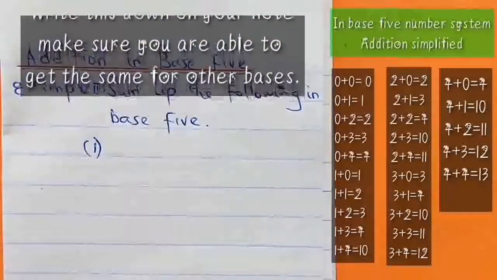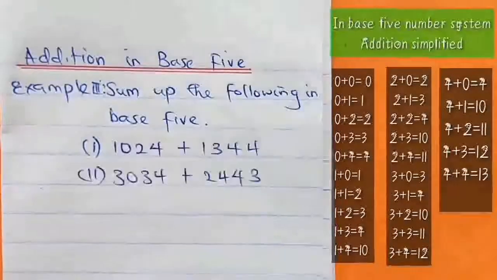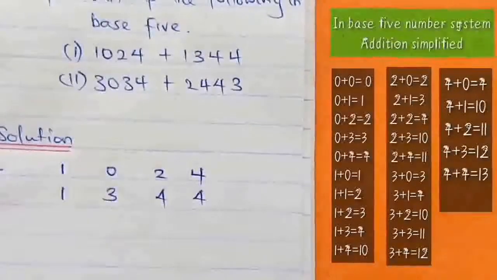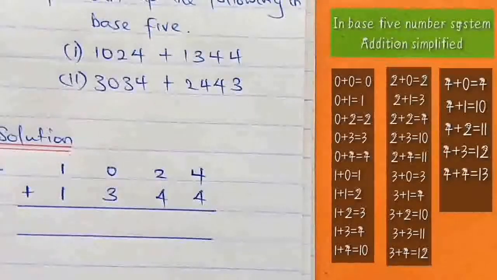Sum the following in base 5, the numbers are. You should know that this work is to be done in base 5. Okay, let's go on. 4 plus 4 will give us 8. If we convert this 8 to base 5, it will give us 1, 3. Therefore, we have to write 3 and carry 1 to the left column.